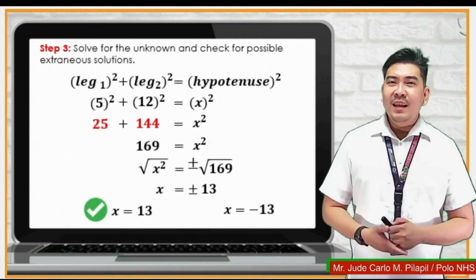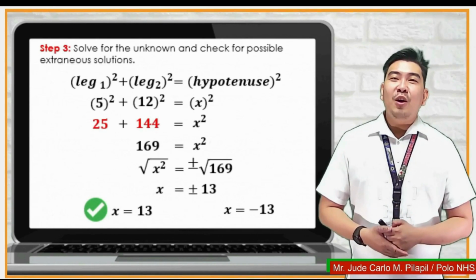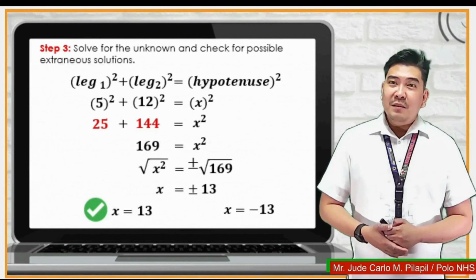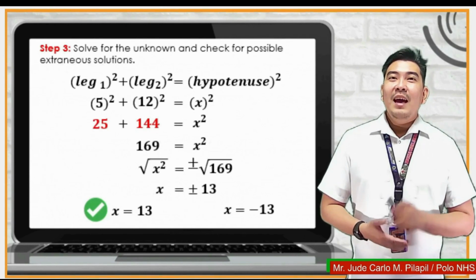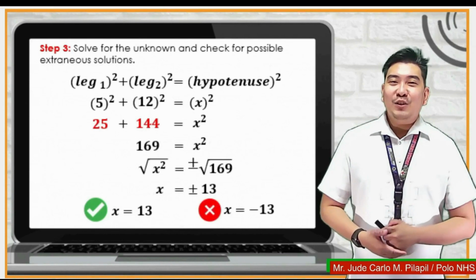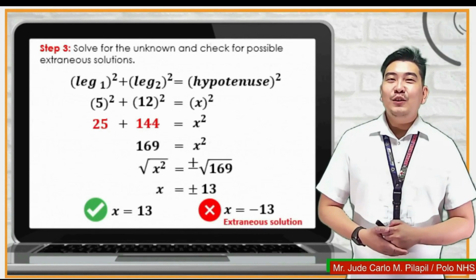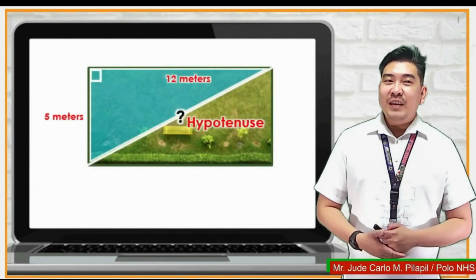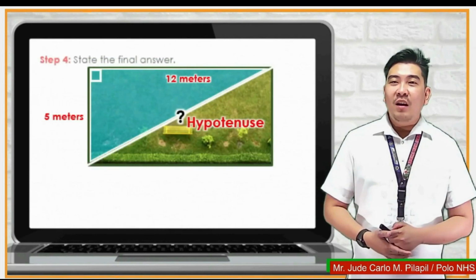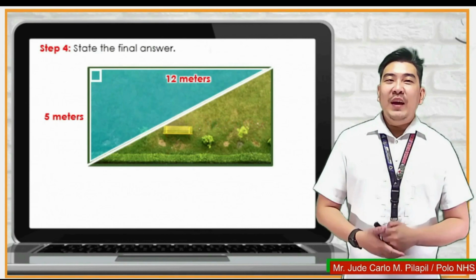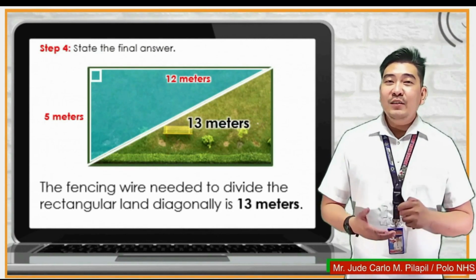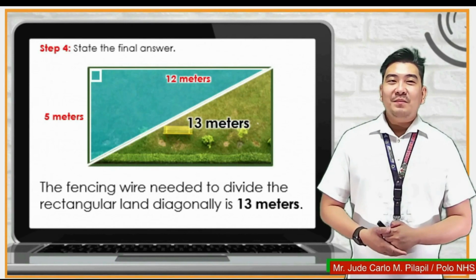On the other hand, how do we call a solution or root that does not satisfy the given equation? Absolutely, it is called an extraneous solution. So for the final answer, as suggested in step number 4, the length of the fencing needed to divide the rectangular lot diagonally is 13 meters.